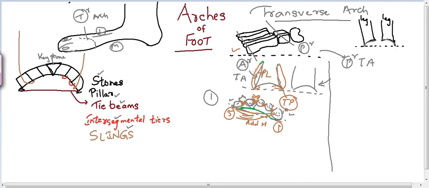The sling from the lateral aspect is peroneus longus, supplied by the superficial peroneal nerve, and from the medial or posterior medial aspect is tibialis posterior, supplied by the tibial nerve. This is about the anterior transverse arch.